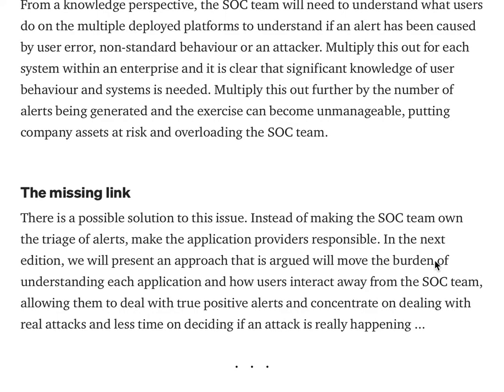So within the next series of papers that we're going to produce, we're going to look at what the missing link is. And we do have a suggestion to address the problem that we're facing in today's security environments. What we're suggesting is that we make the application providers responsible for the triaging of alerts and also for building some of the anomaly detection models for the organizations that are purchasing the services of these applications.